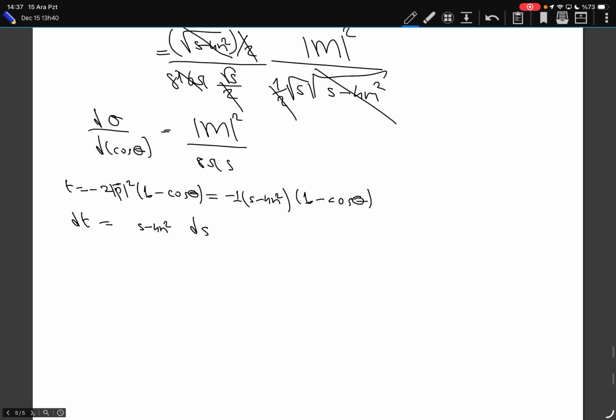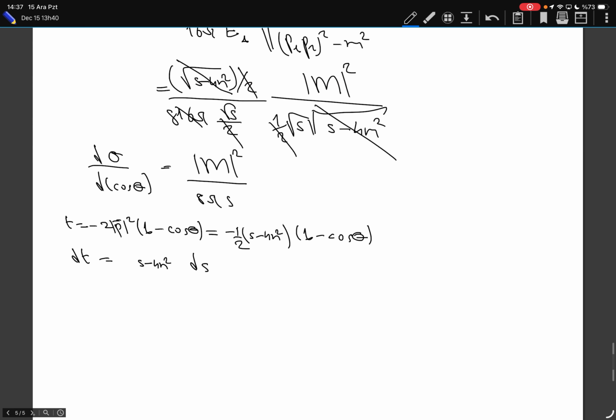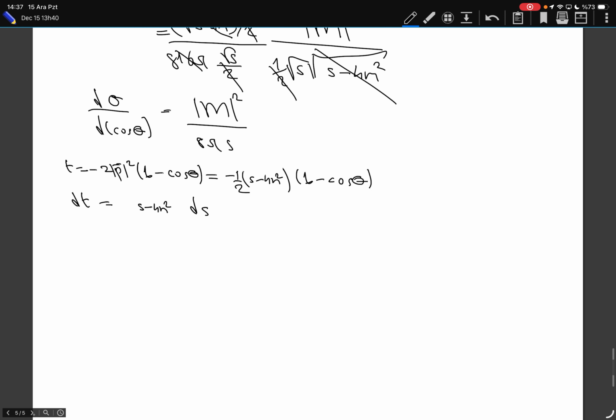Then I also have a 1 over 2. Because, you see, k is s minus 4m squared over 2. When I take the square, it's 1 over 4. Here I have a 2, so it becomes 1 over 2.